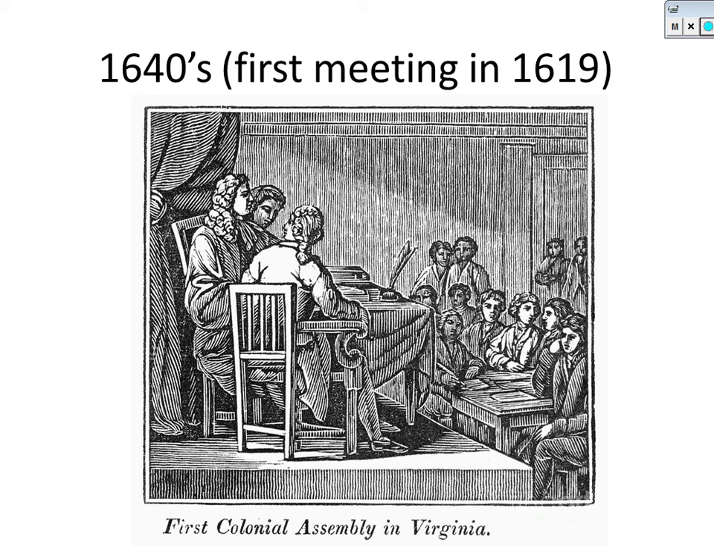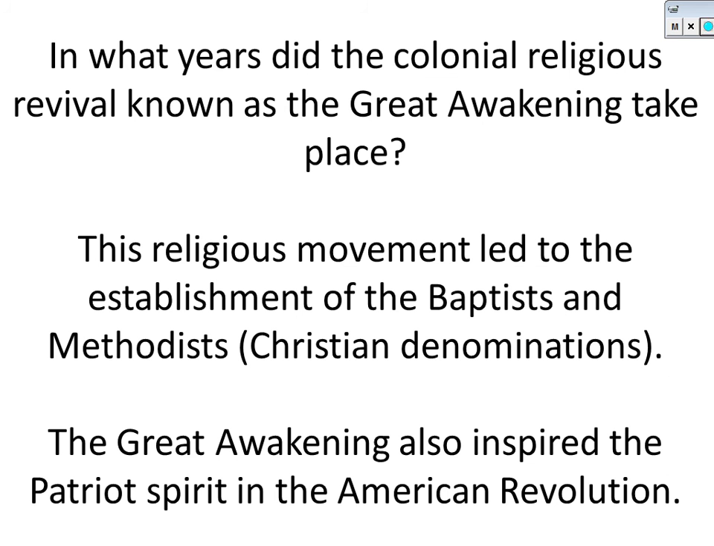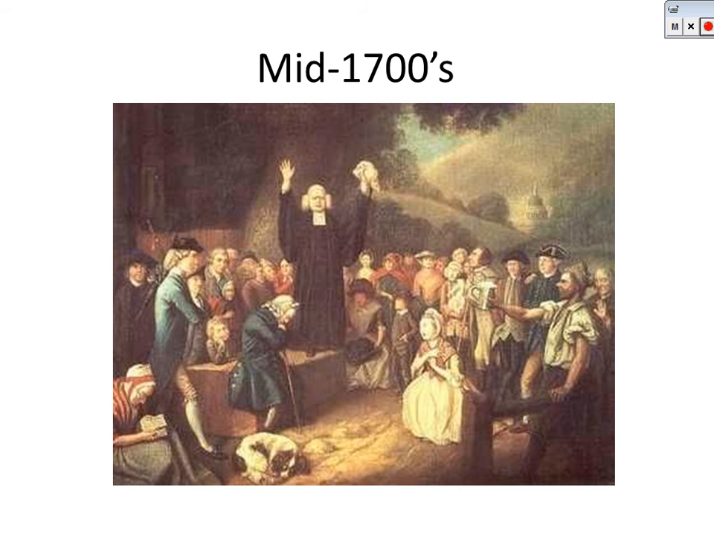Thank you. All right, here we have First Colonial Assembly in Virginia. In what years did the colonial religious revival known as the Great Awakening take place? This religious movement led to the establishment of the Baptists and the Methodists. The Great Awakening also inspired the patriot spirit in the American Revolution. Mid-1700s. Nice, good job.